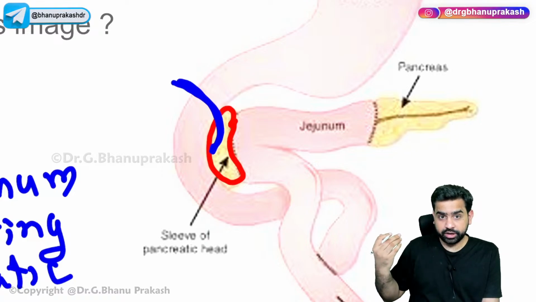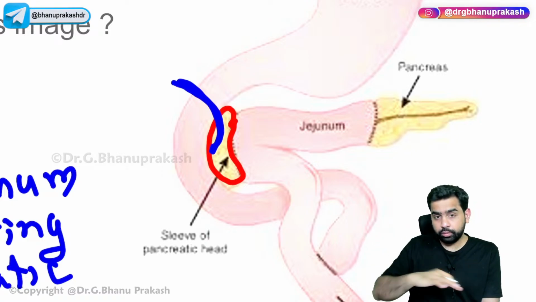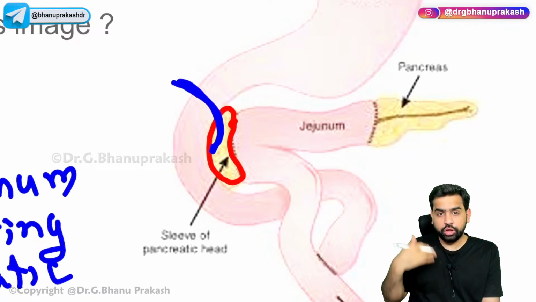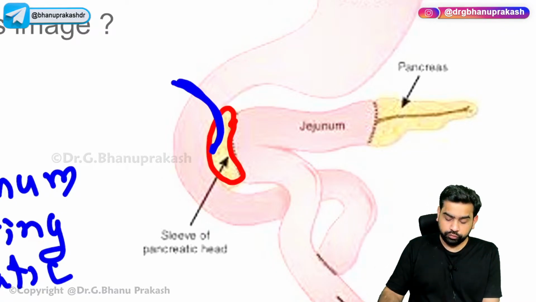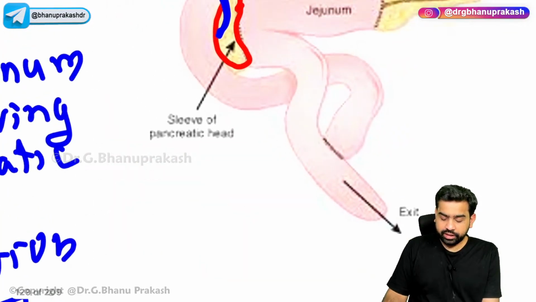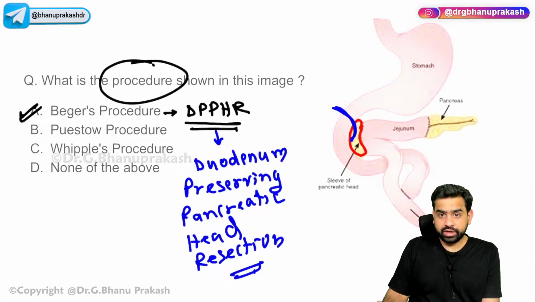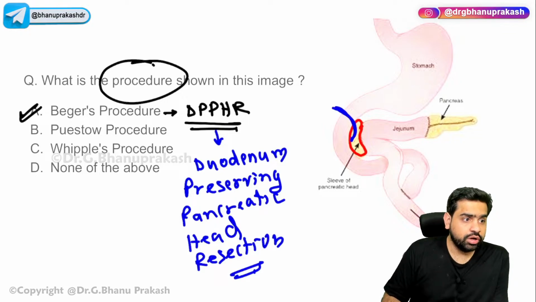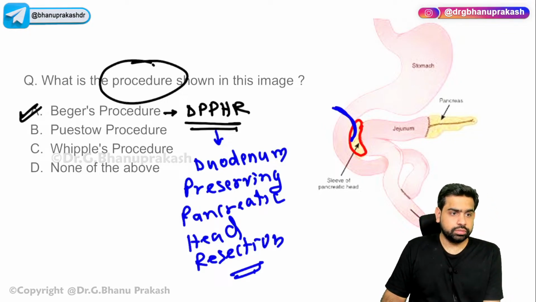If you remove this pancreatic tissue from here, the bile duct will also be removed, and the patients might need to be subjected to a Whipple's procedure. You don't want the patients to be subjected to the Whipple's procedure, and that is why you perform this DPPHR, that is your duodenum preserving pancreatic head resection. I hope you are able to understand this point over here.